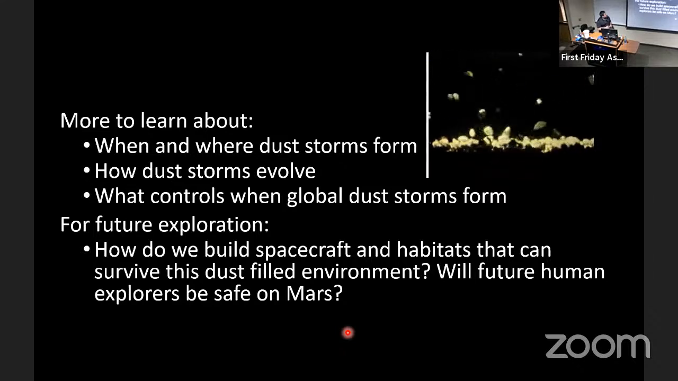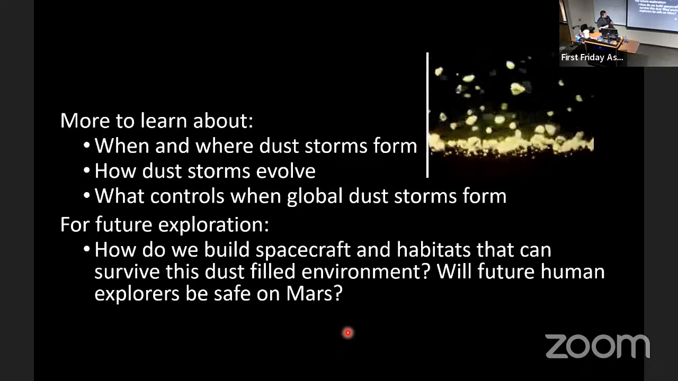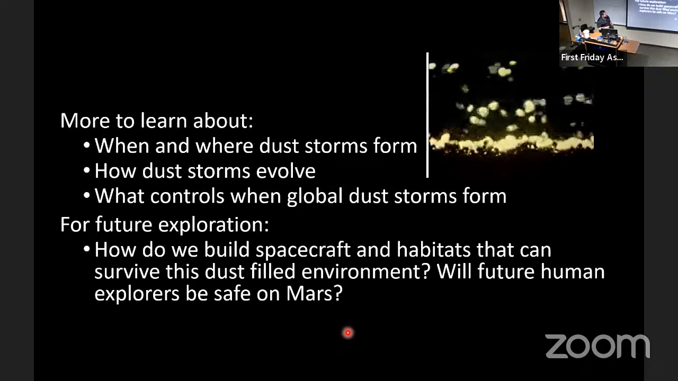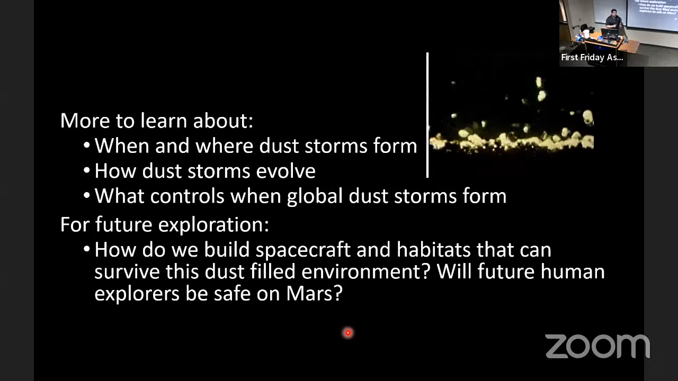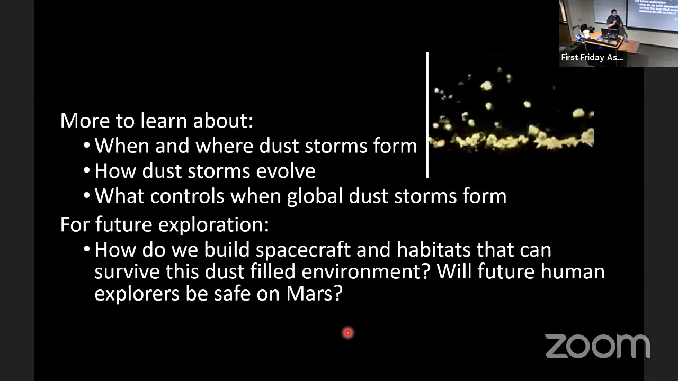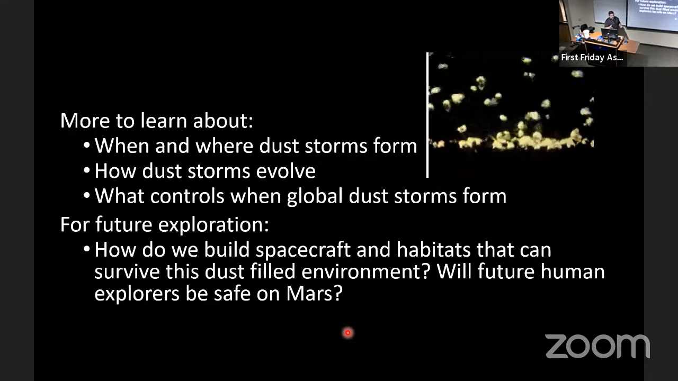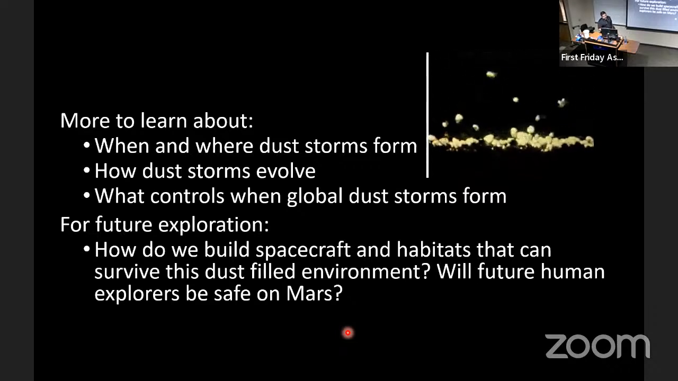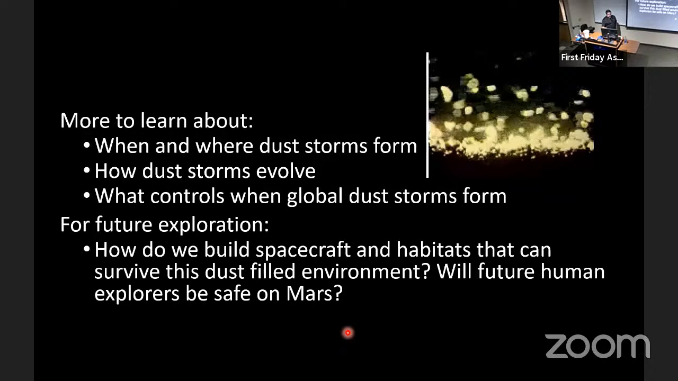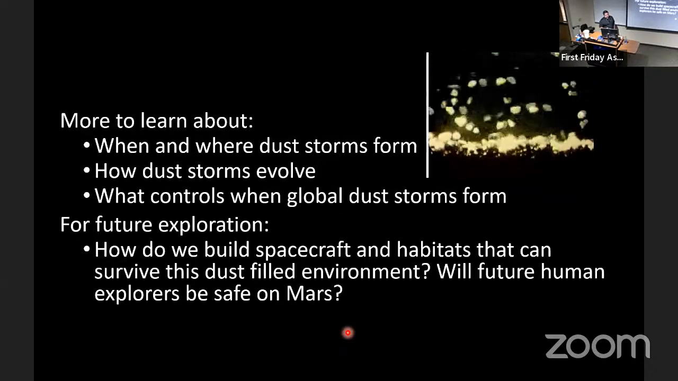And then also for future exploration, what I mean here is even missions not studying storms and missions with humans. How do we build spacecraft and habitats that can survive this environment? Well, one of the ways that we need to do that is we need to understand it more. We've never measured directly the dust particles in the air, so we actually don't know their size distribution directly. We have ways of inferring that information, but we don't have the direct information. If you're an engineer designing a habitat for future astronauts, and you're trying to figure out how to design the seals so it keeps dust out, you need to know more about the shape and size of these particles.